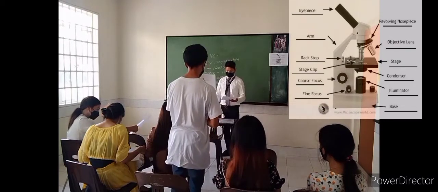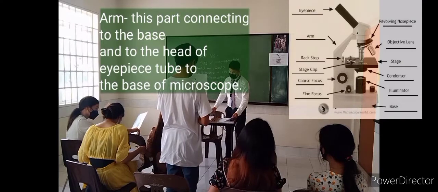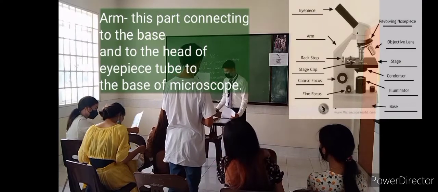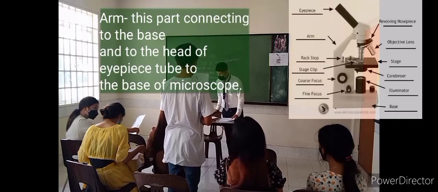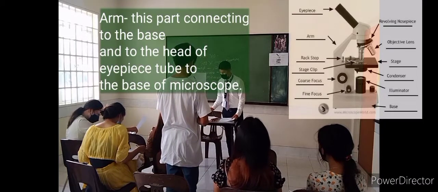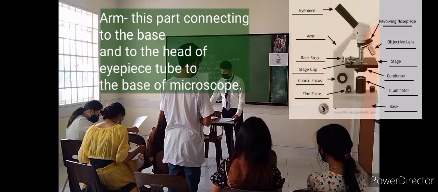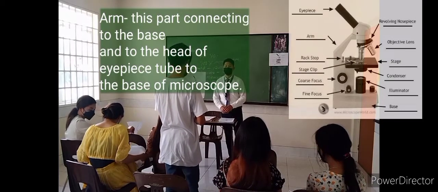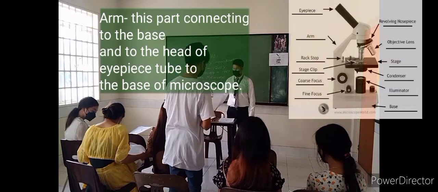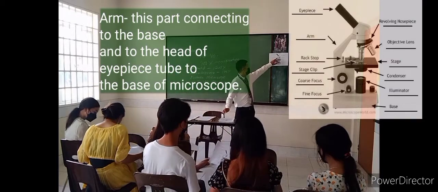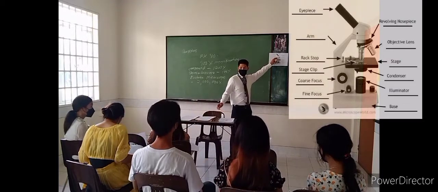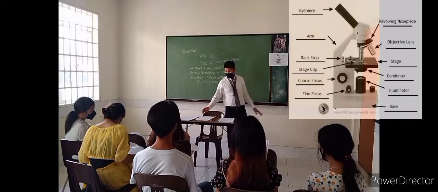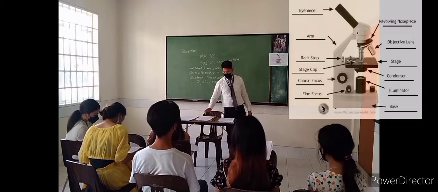Number 4, the arm. This is the part connecting the base to the head, and the eyepiece tube to the base of the microscope. It gives support to the head of the microscope and it is also used when carrying the microscope. So the arm is to support and hold the head and the base of the microscope.